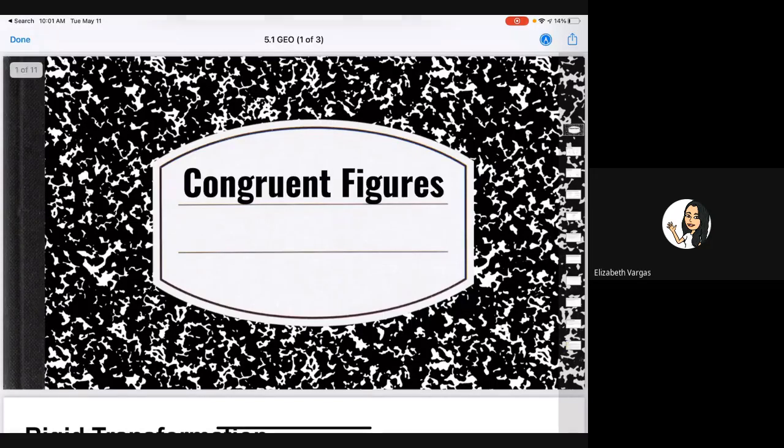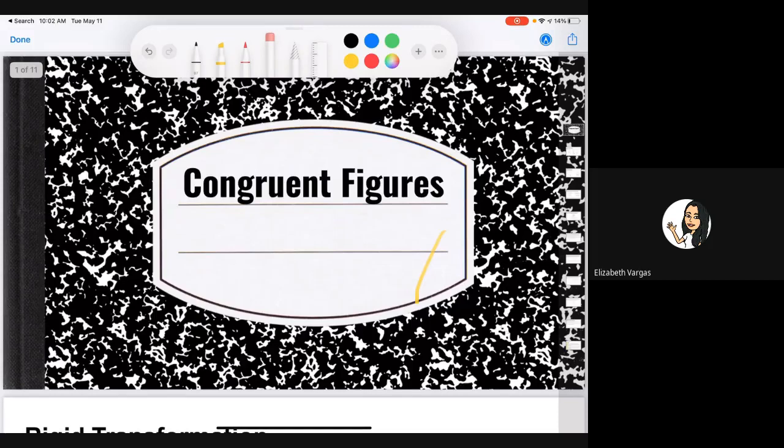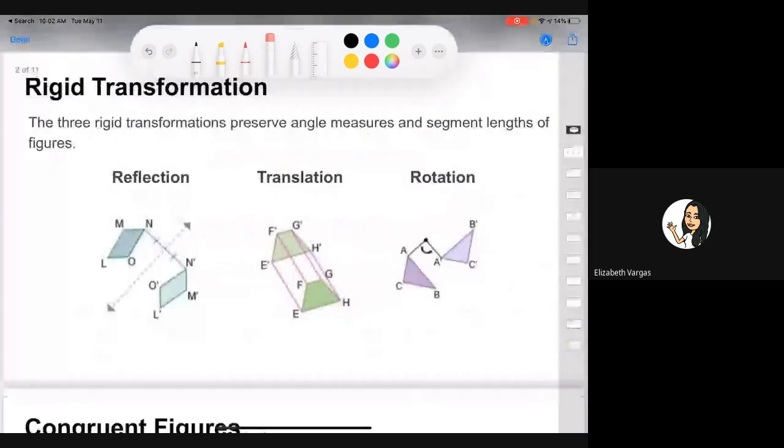Okay, so we're going to look at congruent figures today. We looked at rigid transformations, and we did this specifically in Unit 2. What we learned about rigid transformations is that the three rigid transformations preserve angle measures and side lengths. So if something is in fact a rigid transformation, the angle measures and the side lengths will be preserved. They will not change in value or size.